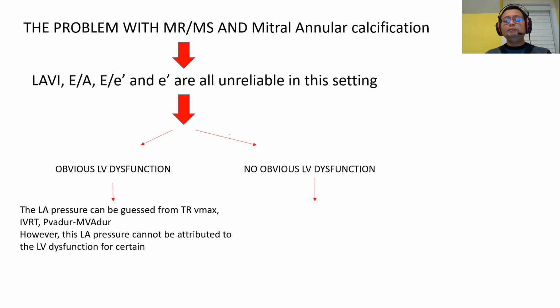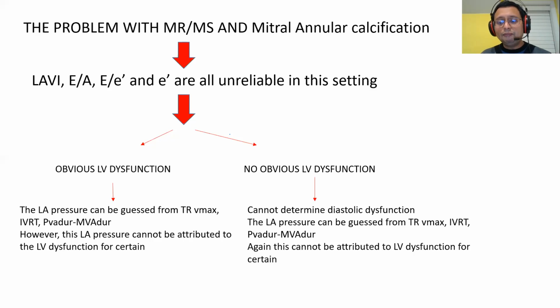If the patient has no obvious LV dysfunction, it's even worse. It's very difficult to determine LV dysfunction in the first place. So I cannot determine the LV diastolic function because of significant mitral valve disease. You can determine the LA pressure by TR. Again, the same as someone with obvious LV dysfunction.